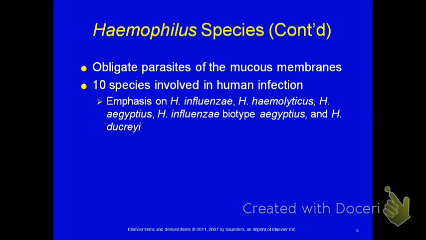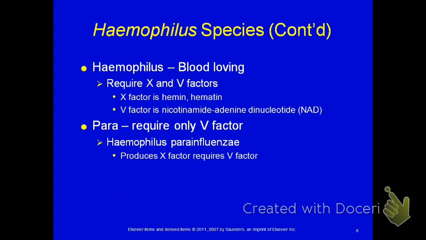The Hemophilus are obligate parasites of mucous membranes, or in previous text I've mentioned commensals. Okay, so 10 species are involved in human infections. So noteworthy to mention are Hemophilus influenzae, Hemolyticus, Egyptius, influenzae, and Ducreyi. Now, you might be wondering, what do we mean by the term Hemophilus? Well, the literal translation of Hemophilus means blood-loving. Okay, hemo refers to blood and philus refers to love of.